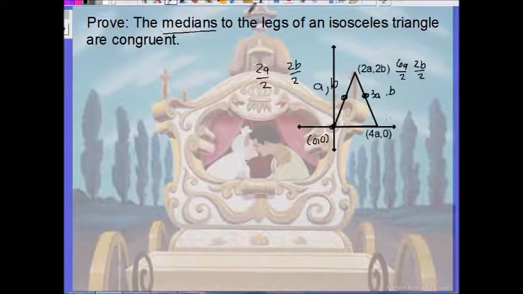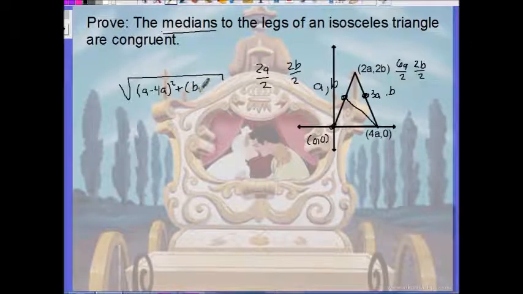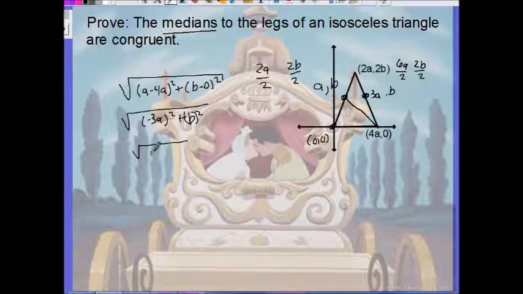Now, we have to find the lengths of those. So here we go. Here's my first one. We want to find the length of the median, so let's plug it into our distance formula. x1 minus x2 squared plus y1 minus y2 squared gives me the square root of negative 3a squared plus b squared, which is the square root of 9a squared plus b squared. That's going to be the length of my first median.